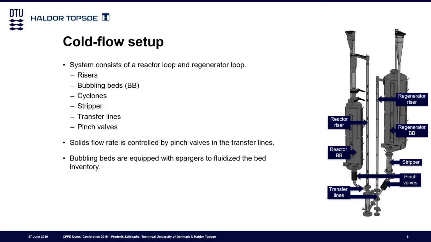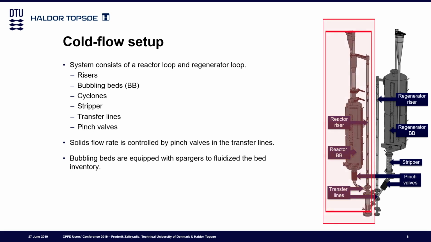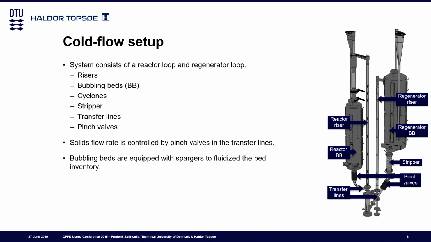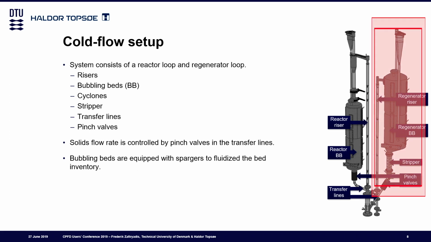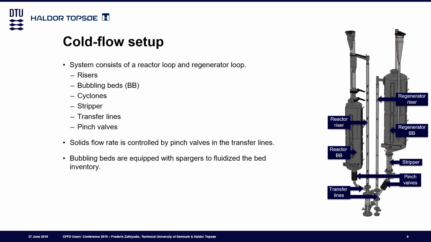Looking at the cold flow setup that I have been working with and will be working with for the next time, it's a circulating fluidized bed system, but it consists of two loops. There's a reactor loop consisting of a riser and a bubbling bed, and also a regenerator loop consisting of a bubbling bed, a riser, and a stripper, and then we have secondary and primary cyclones on top. We also have transfer lines, which are used to connect the two loops together.